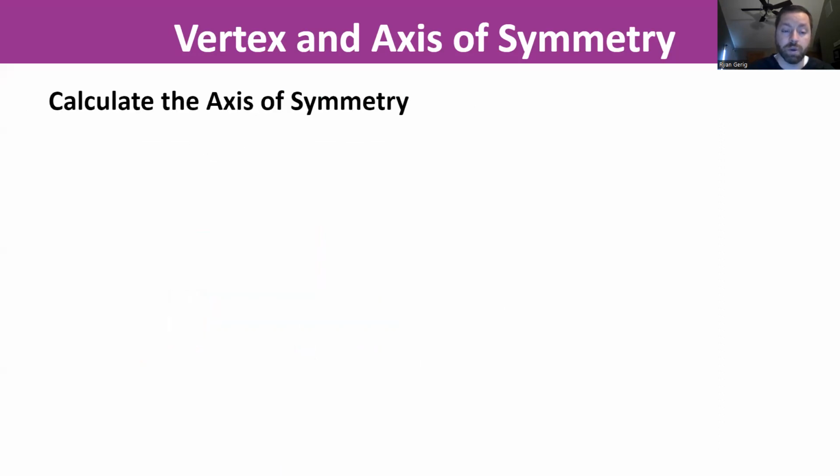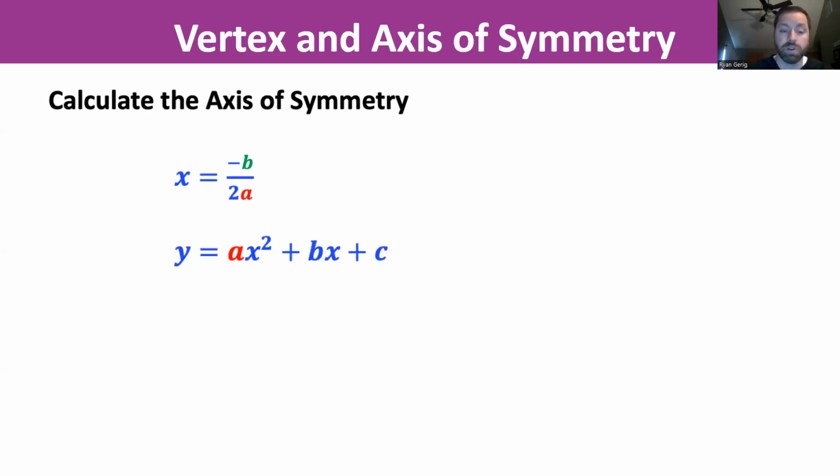Now, we're going to tie that into calculating the axis of symmetry. So let's do that. There is a formula. You will need to know this one. Write this one down, circle it, star it, make it stand out. This is a very big formula. You will use it a lot.